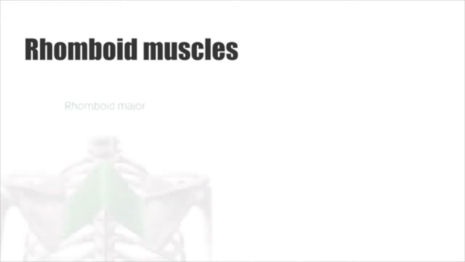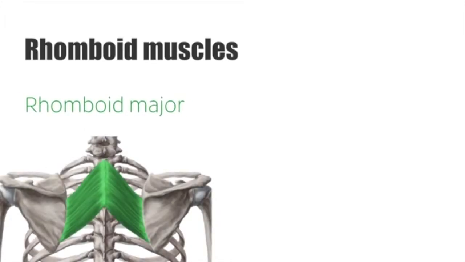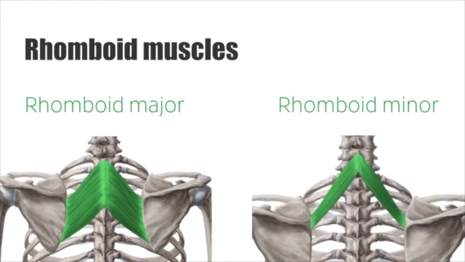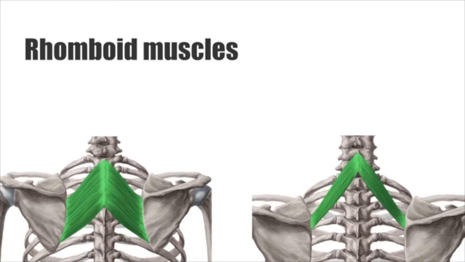The rhomboid muscles are divided into the rhomboid major and the rhomboid minor muscle. Usually, there is a small space between both rhomboid muscles. However, in some cases, one may find one single blended muscle instead.